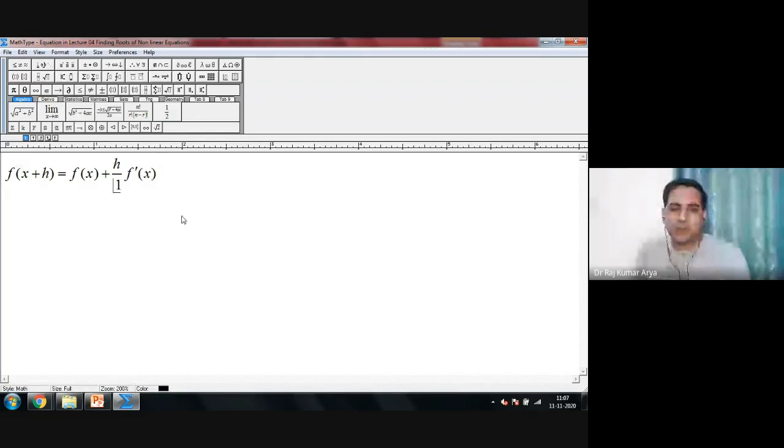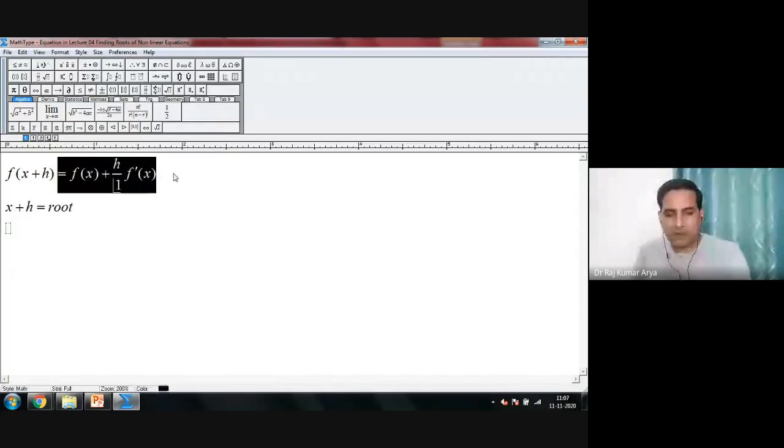So let's say if I consider that x plus h is a root, what would be this side? It should be equal to 0. Yes or no? Yes, sir. So this side is equal to 0, so you can calculate from here that 0 equals this much.